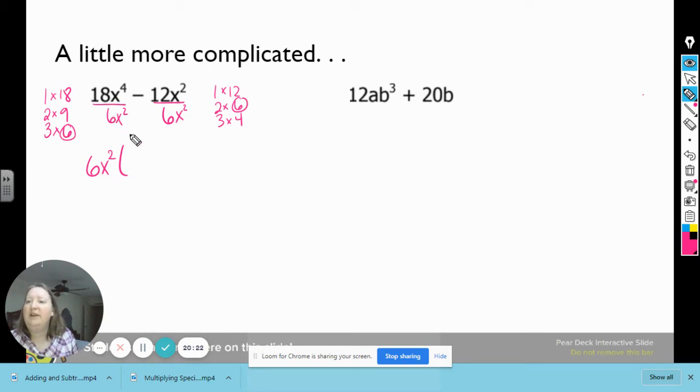So 18 divided by 6 gives you 3. X to the 4th divided by x to the 2nd gives you x squared. And then we've got a minus sign. 12 divided by 6 gives you 2. All the x's get used up, so you just leave it off, right? And double check yourself. 6x squared times negative 2 gives you negative 12x squared. So you did it right.